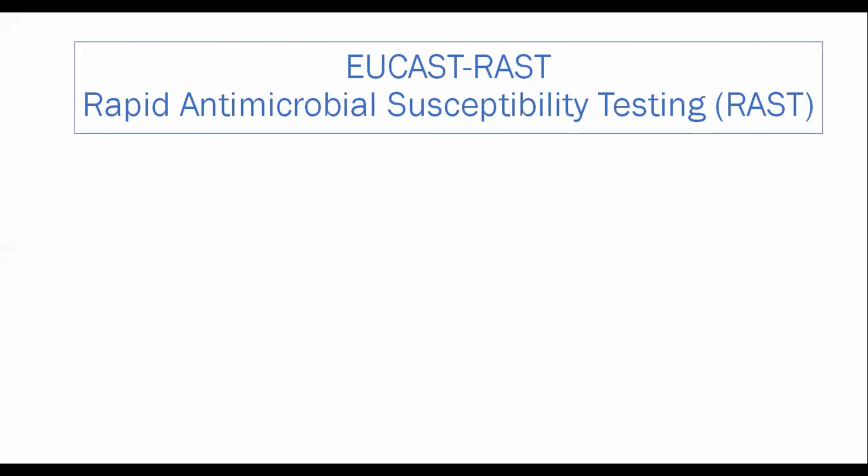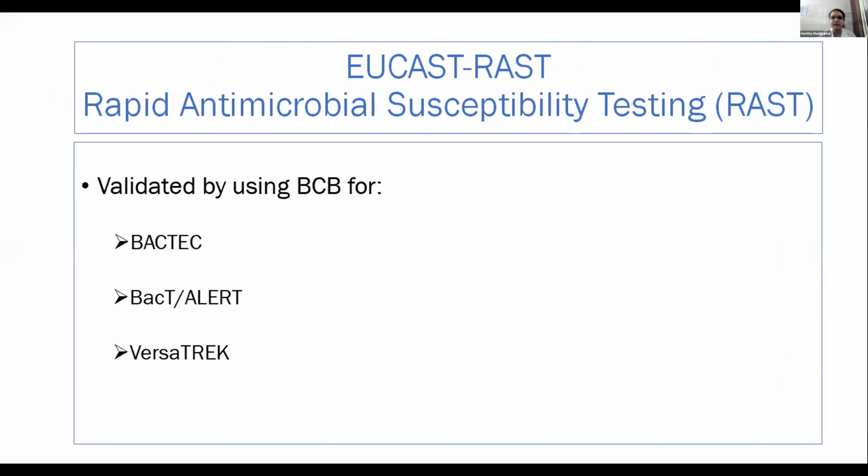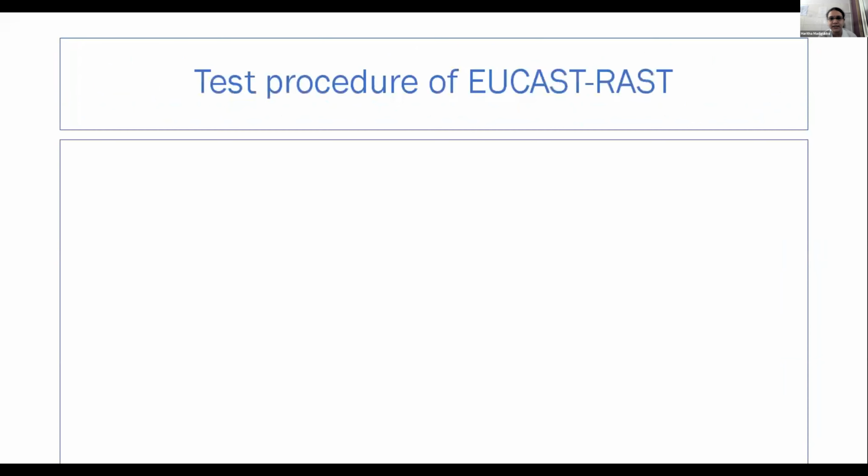The EUCAST calls it RAST. There we call it DST. Here they call it RAST, that is rapid antimicrobial susceptibility testing. Now let us see what the differences are here. It is validated using blood culture broth for BACTEC, BACT-alert, and also VersaTREK. It has been validated for all these 3, and both aerobic and anaerobic bottles can be used.